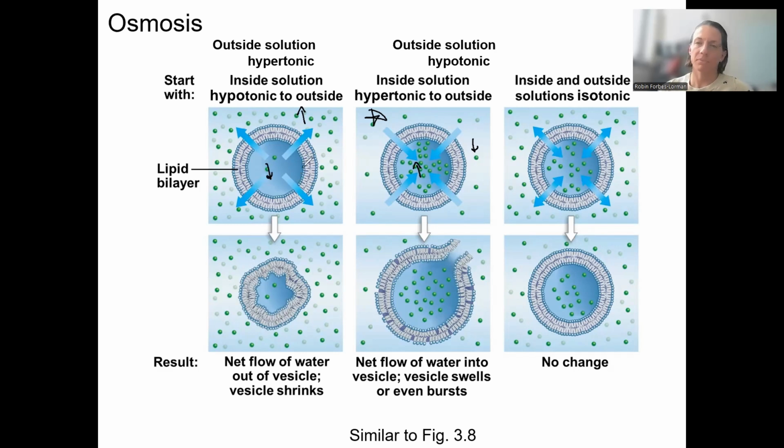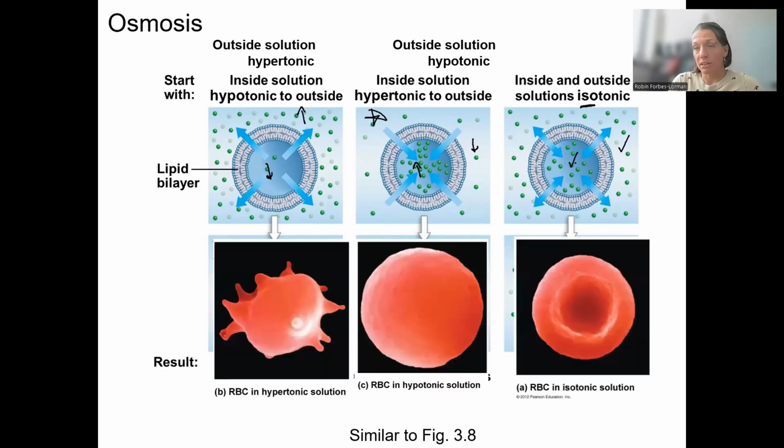Unhappy cells. Iso means the same. So the osmolarity inside and outside are in equilibrium, and we have no net movement of water, and our cell is happy. This is an image of what that looks like in terms of red blood cells. And this actually happens to red blood cells. Hopefully not in your body, but there are cases in which it does.